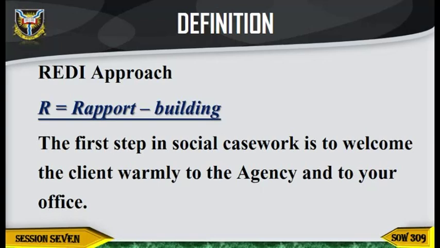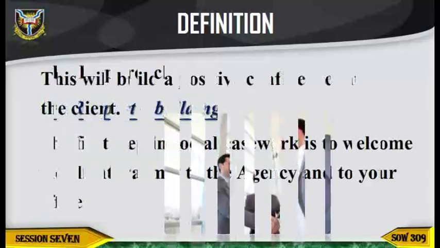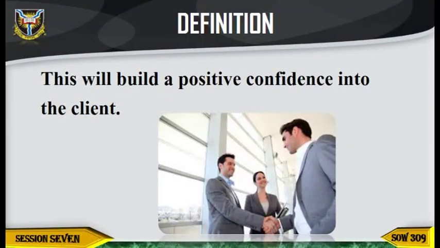READY approach. R equals rapport building. The first step in social casework is to welcome the client warmly to the agency and to your office. This will build a positive confidence into the client. You introduce yourself and the agency to your client. Explain those services that are available at the agency or being rendered by the agency. Assure the client of absolute confidentiality in your dealings together.